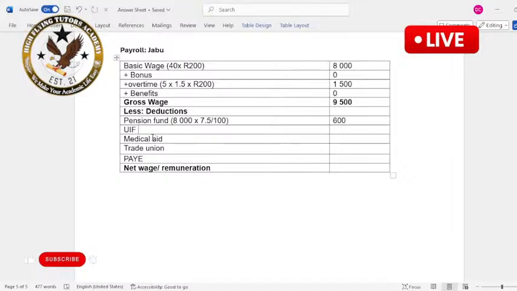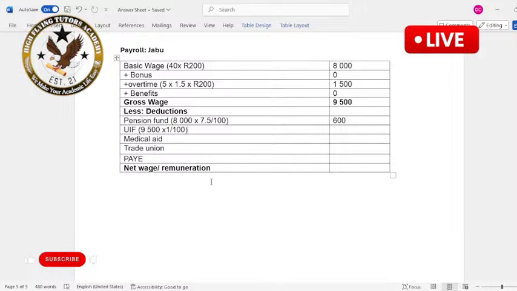So we go to our UIF. All right, we open brackets there. We say 9,500 multiplied by 1 out of 100. How much are you getting? I hope you got this.